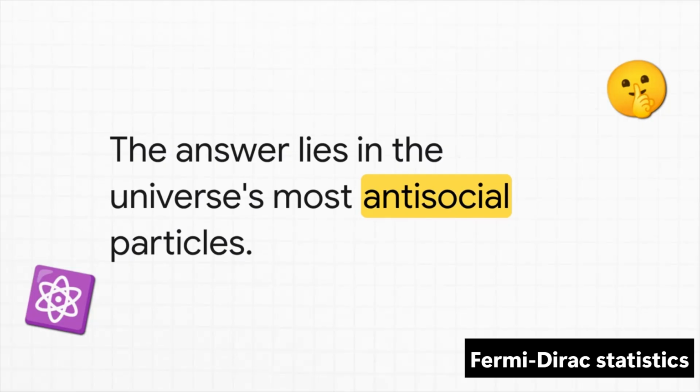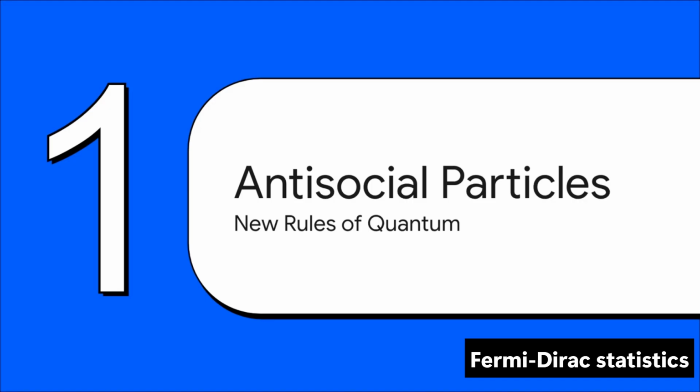Well, the solution to this paradox wasn't some small tweak to the old theories. Nope, it demanded a completely new understanding of matter. And it all comes down to a group of particles that are, well, you could say they're profoundly antisocial. So to solve this whole metal mystery, first we've got to meet these particles and learn the really strict rules they're forced to live by.